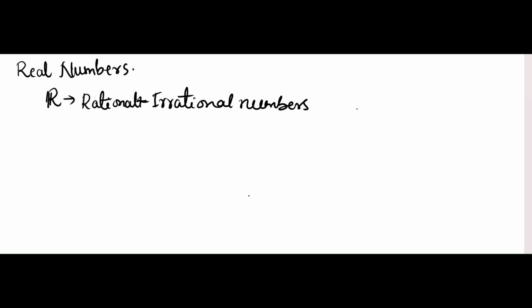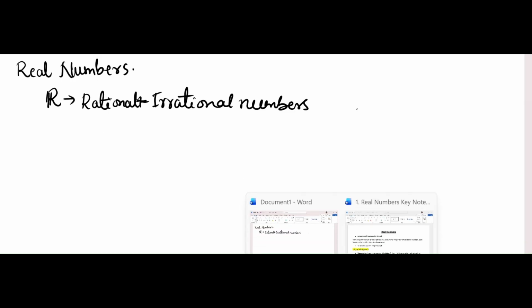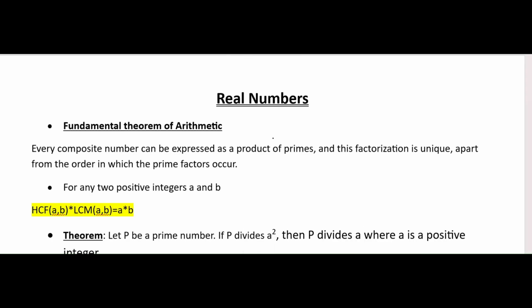Let us recall some key points of the real numbers chapter. The fundamental theorem of arithmetic: every composite number can be expressed as a product of primes, and this factorization is unique apart from the order in which the prime factors occur. For example, 24 is a composite number, so it can be factorized, correct?